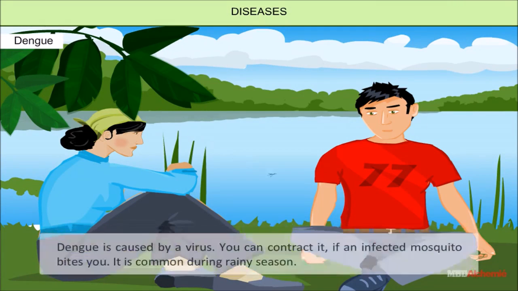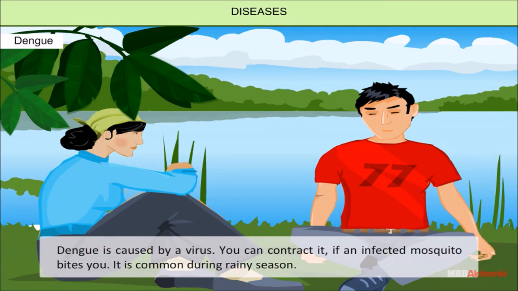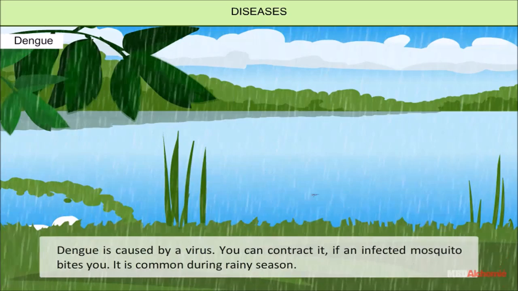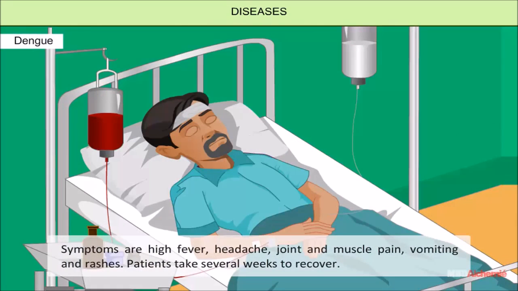Dengue. Dengue is caused by a virus. You can contract it if an infected mosquito bites you. It is common during rainy season. Symptoms are high fever, headache, joint and muscle pain, vomiting, and rashes. Patients take several weeks to recover.